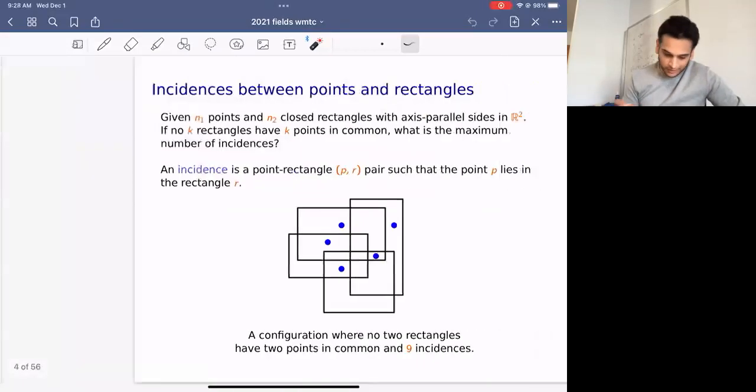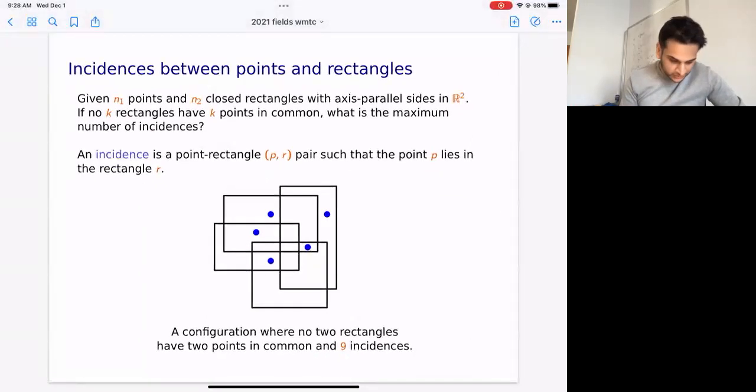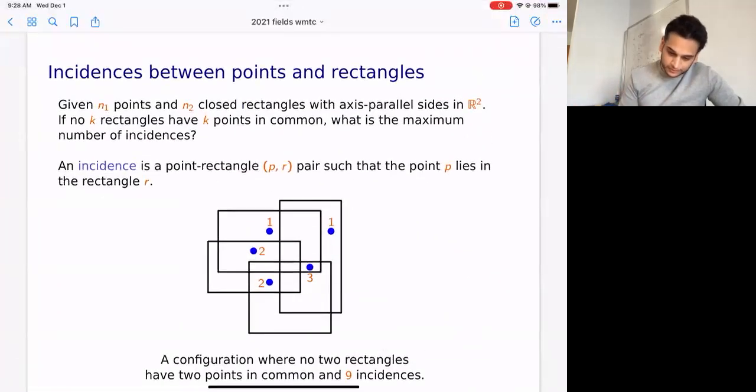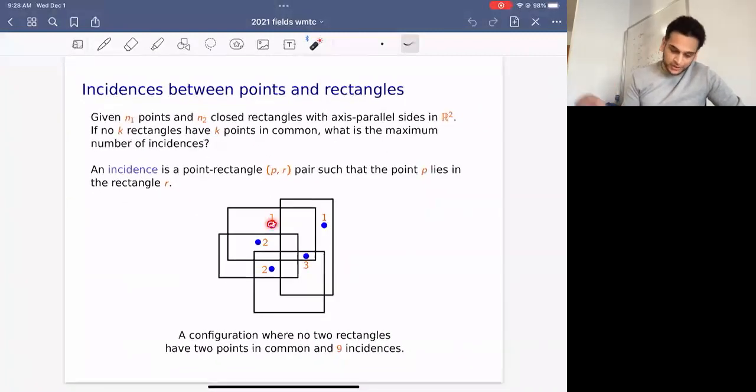Maybe we can do a nice example. Here's a configuration where no two rectangles have any 2 points in common. And I think I get 9 incidences. This point is in one rectangle, that one's in 3, and you can count. In total, I think we get 9. This condition isn't too hard to check, but you can trust me on it.